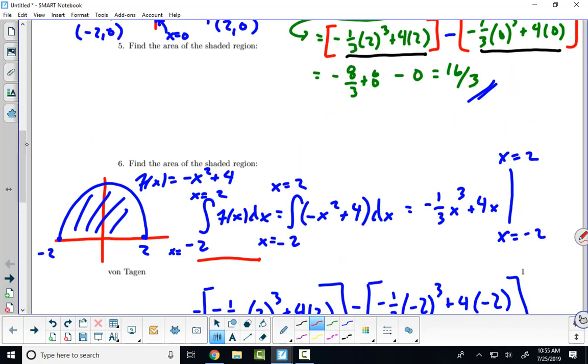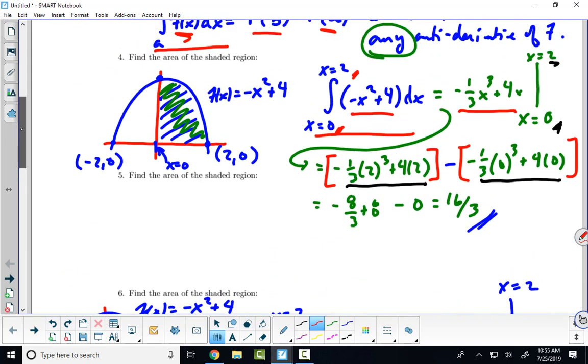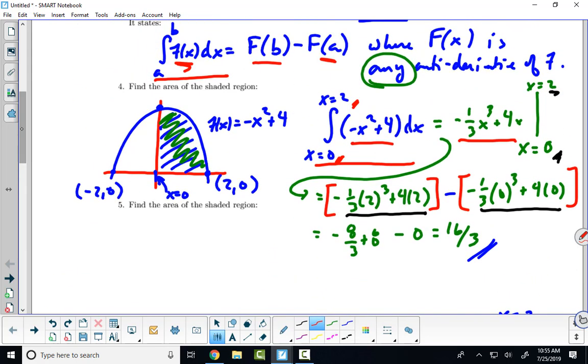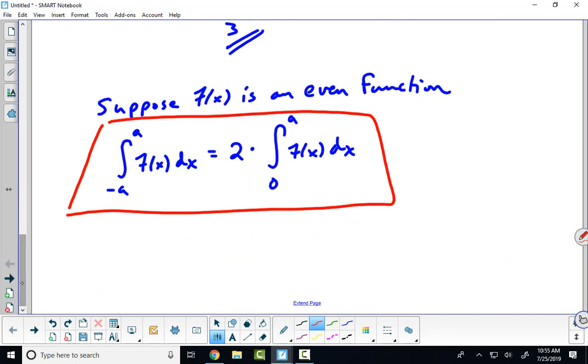If I ask you to find the area from minus 2 to 2 of this even function, we could have just found the area from 0 to 2 and done what with our answer? Doubled it. That's what we're saying here. Give you a chance to copy that down if you need. Any questions on how that works?